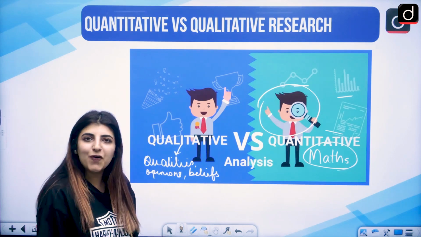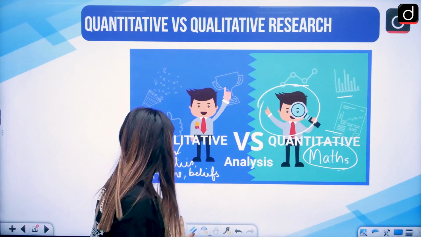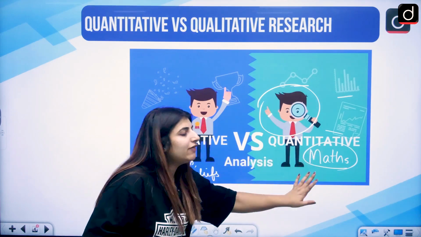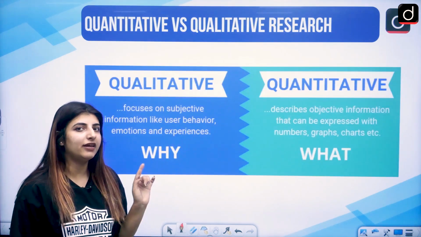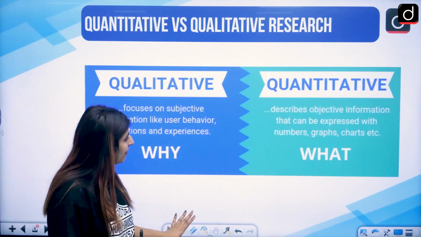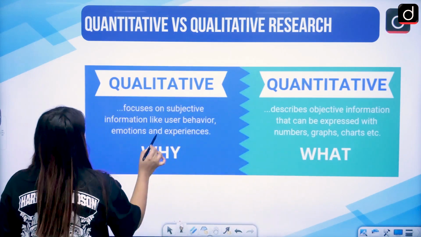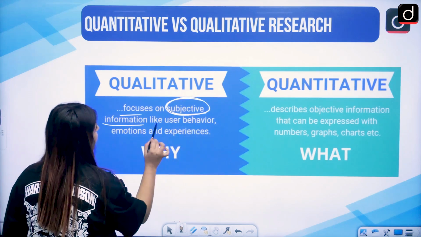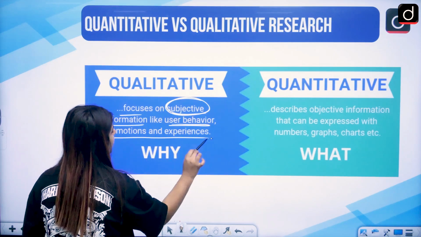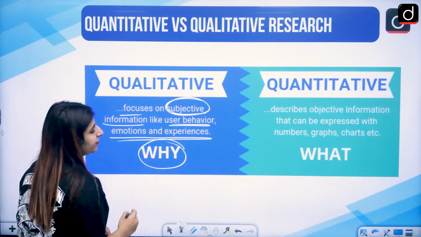So if this person is happy, why is he happy? He can let me know. Right? So that will go on in a further discussion, which will of course delve deep into things, right? But quantitative, on the other hand, will be superficial. Come back here again and see this image again. Qualitative focuses on subjective information like user behavior, emotions and experiences. It tries to ask why.